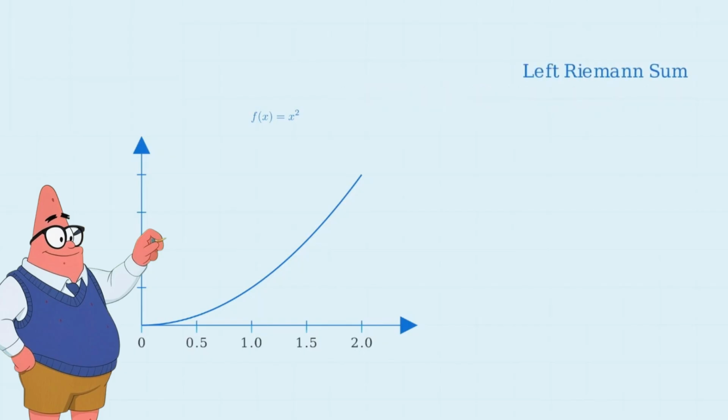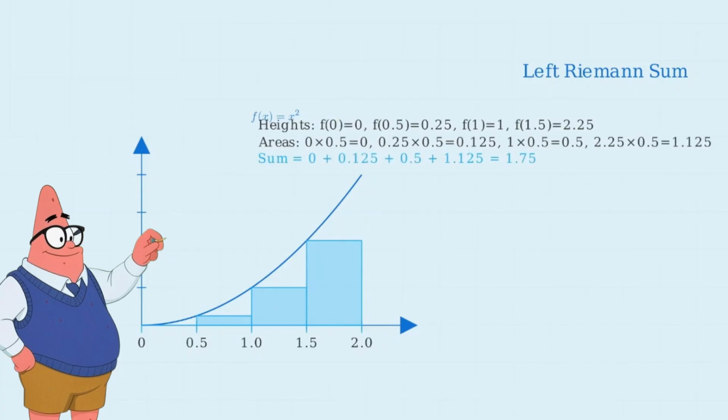Let's start with the left Riemann sum, which uses the left endpoint of each subinterval to determine the height of each rectangle. For the left sum, we evaluate f of x at x equals 0, 0.5, 1, and 1.5. This gives us heights of 0, 0.25, 1, and 2.25. Multiplying each height by the width 0.5 gives us areas of 0, 0.125, 0.5, and 1.125. The total left Riemann sum is 1.75.